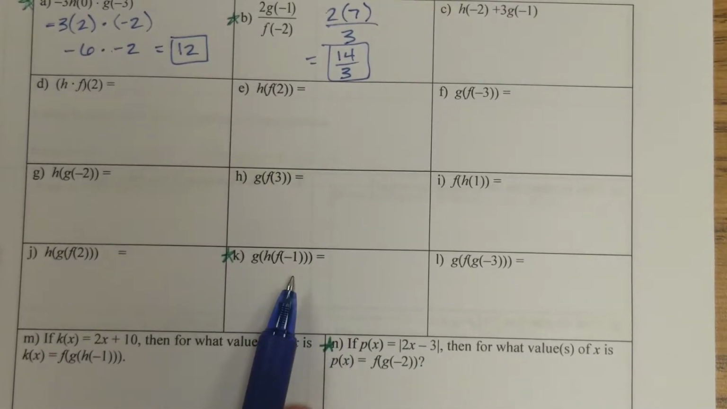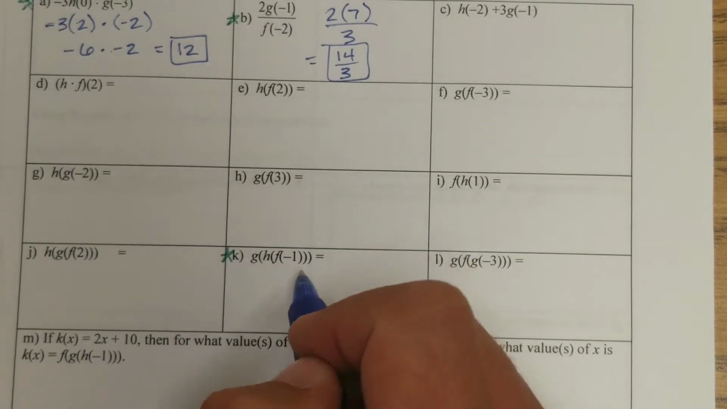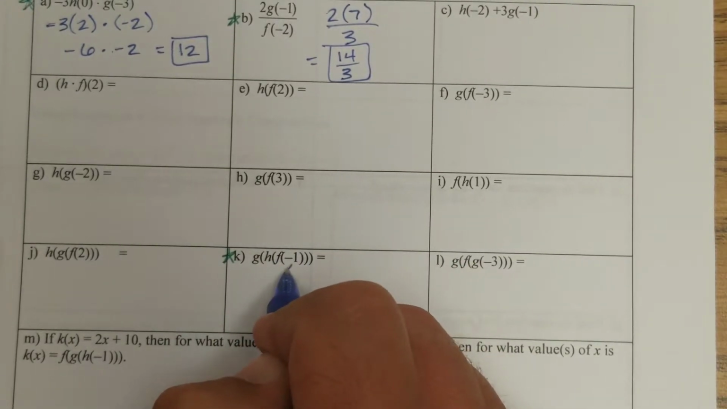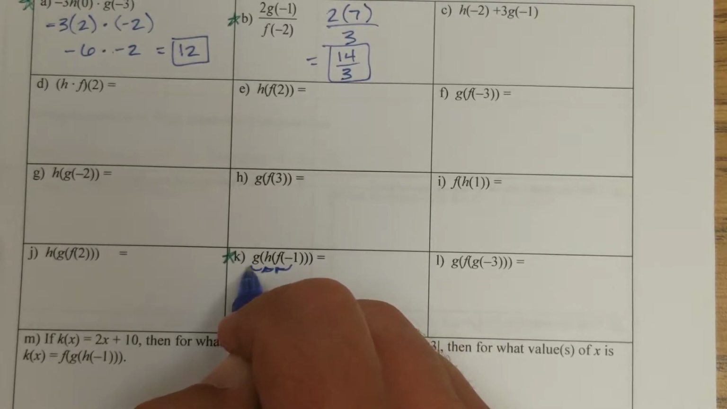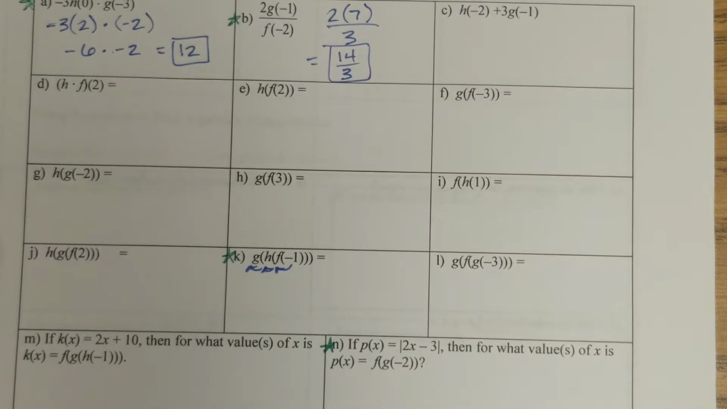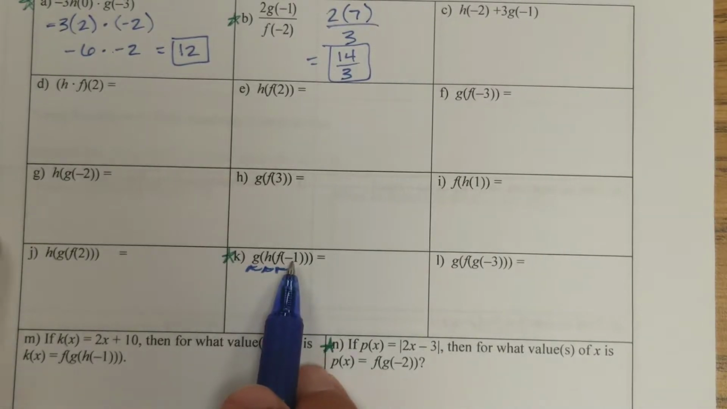Let's move down here. Here's one we haven't seen yet. You can have as many functions as you want when dealing with composition. So here's one with 3 different functions. We're going to work inside out here. We'll plug the -1 in, then we'll plug that into h, then we'll plug that into g. Okay, so f of -1.